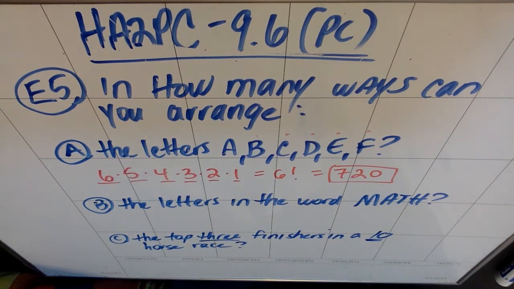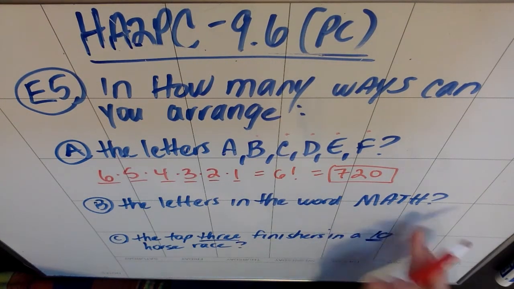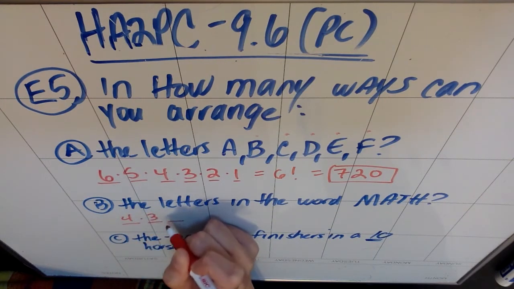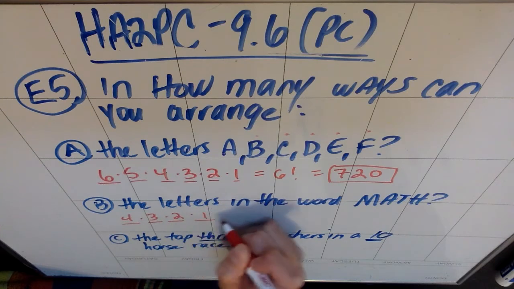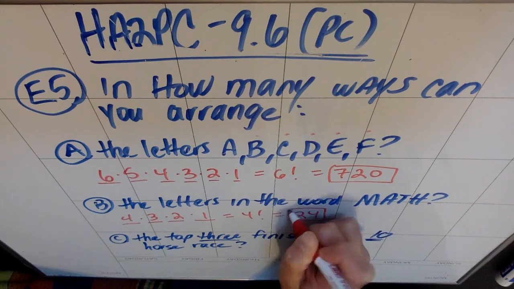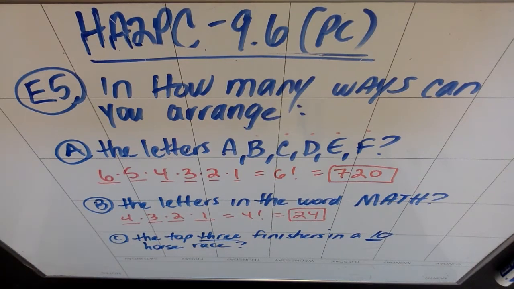Again, arrange means that order matters. So there are 4 letters, so you can either think about that as 4 times 3 times 2 times 1, or you can think about it as 4 factorial. It doesn't matter which. And either way, it's 24. So the last one's a little bit different.